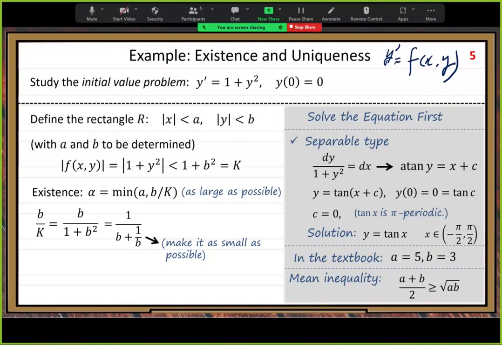Very basic, very important. This mean inequality has another representation like this: AM greater than or equal to GM. What is AM? Arithmetic mean. Heard of that? Mean. What's the mean?